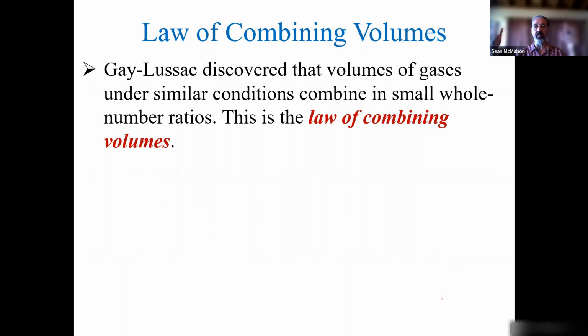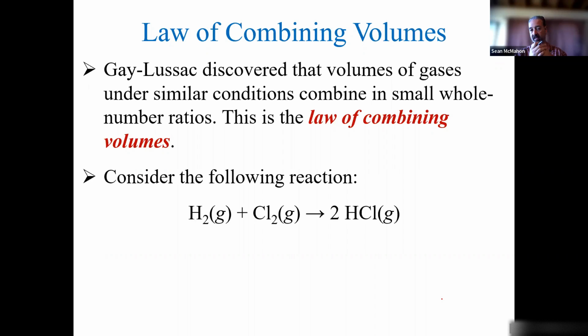So now that we understand that volume is directly proportional to the number of moles if pressure and temperature are constant, what we could also realize is that under similar conditions, the volumes of gases have small whole number ratios. So this is a law of combining volumes. What do I mean by that? Let's look at this reaction here. Hydrogen gas combines with chlorine gas to produce hydrogen chloride gas.